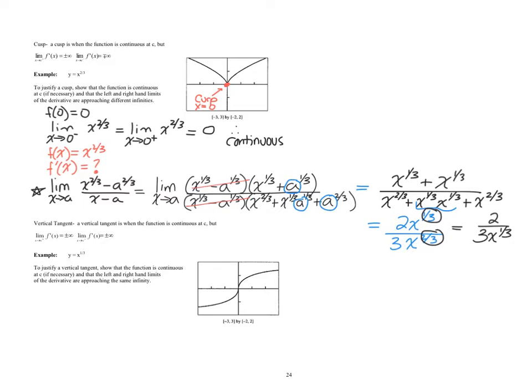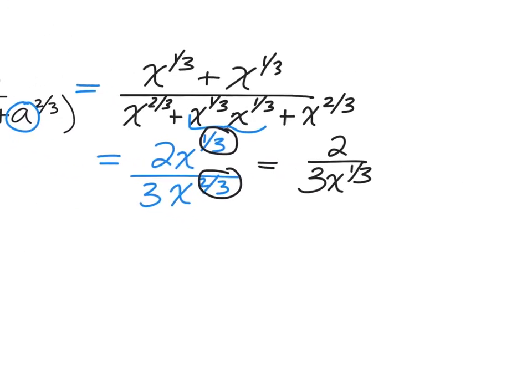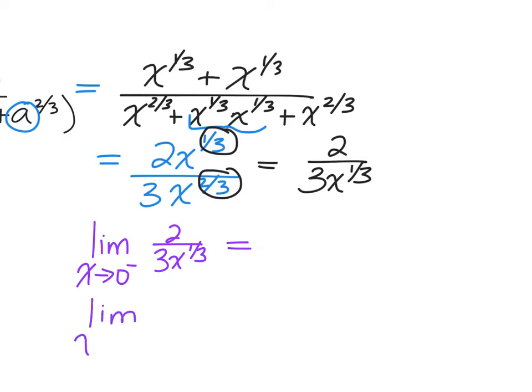So I'm going to find the limit as x approaches 0 from the left of 2 over 3x to the 1/3. See what that is. The limit as x approaches 0 from the right of 2 over 3x to the 1/3.